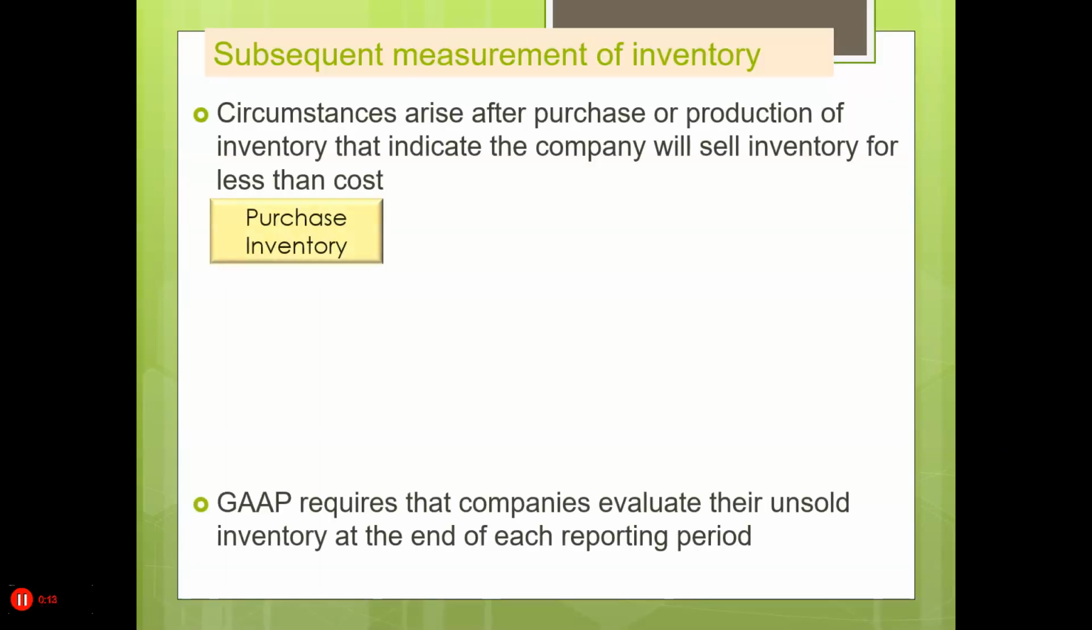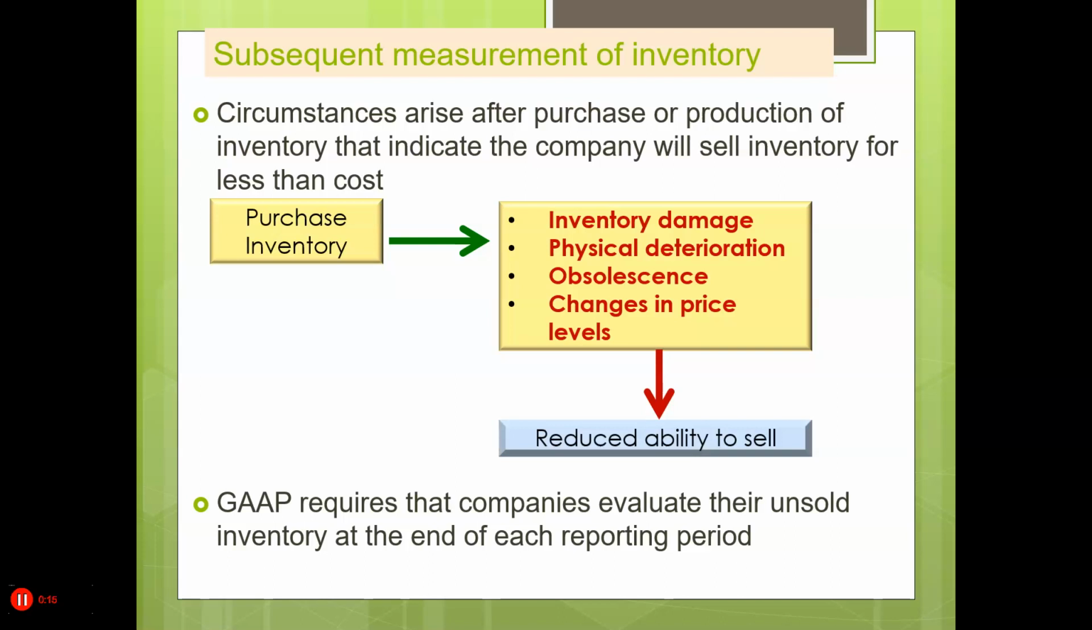Now, your inventory can lose value over time because of various things such as damage and obsolescence. What it does is reduce your ability to sell it, and GAAP likes inventory to be shown at what you can actually sell it for.